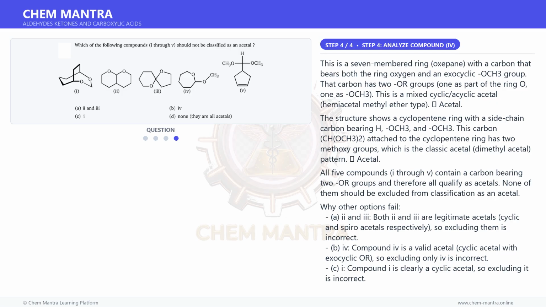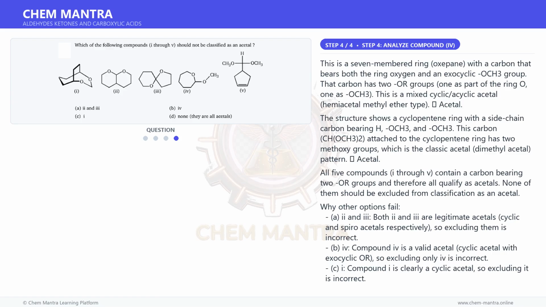And for the final step. This is a 7-membered ring, oxepane, with a carbon that bears both the ring oxygen and an exocyclic OCH3 group. That carbon has two OR groups, one as part of the ring O, one as OCH3. This is a mixed cyclic-acyclic acetal, hemiacetal methyl ether type.